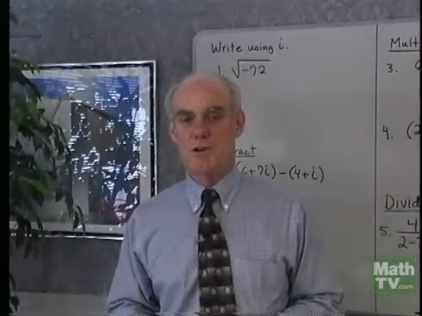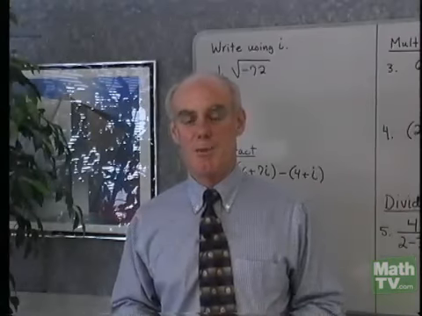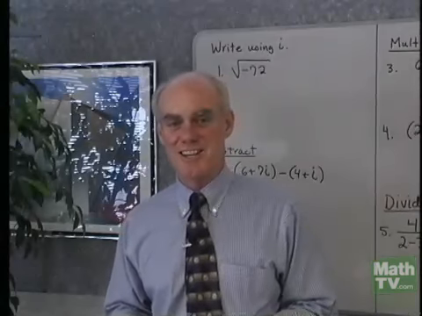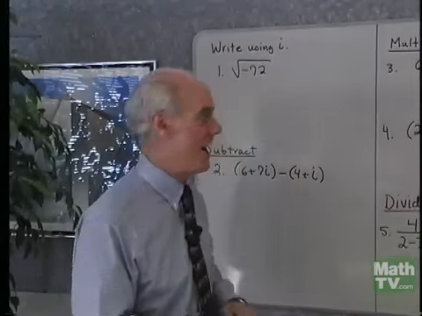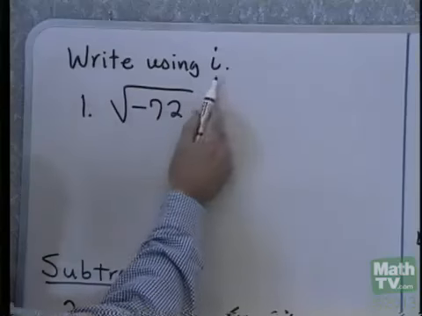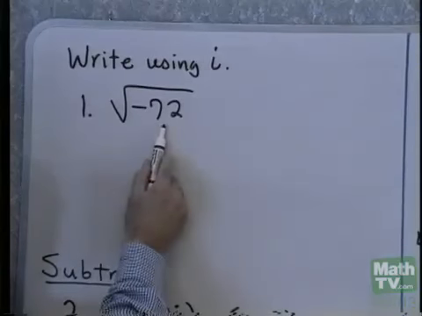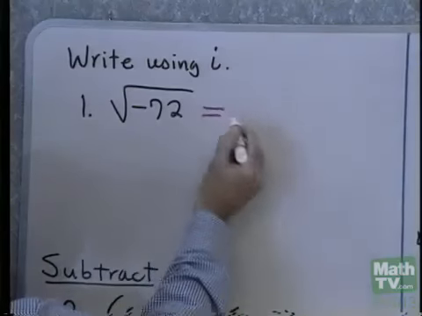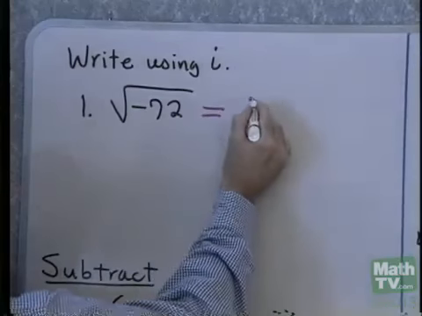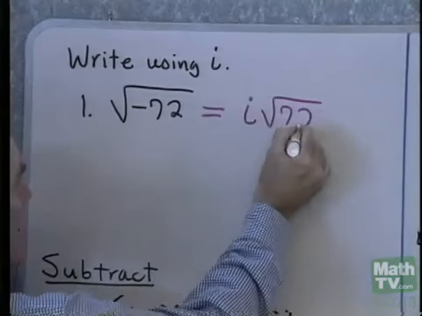Complex numbers are numbers that involve the number i, where i is the square root of -1. Here are some problems that involve i. First of all, write using i, the square root of -72. Now what this will be is i times the square root of positive 72.